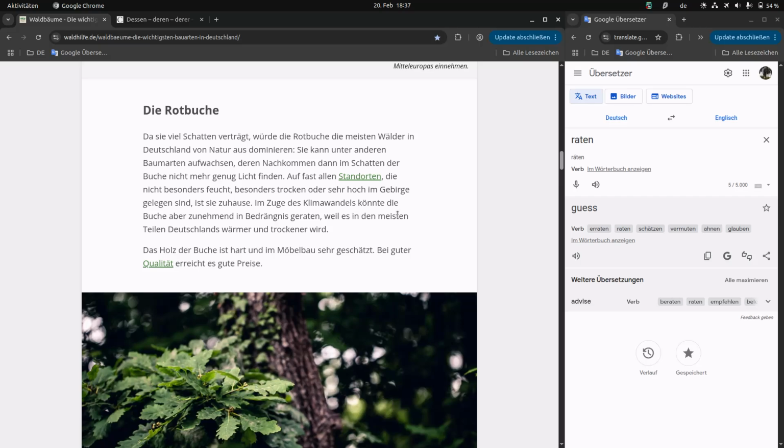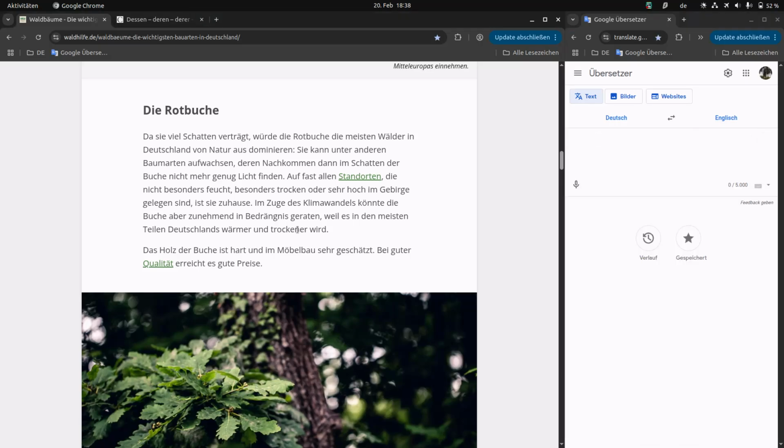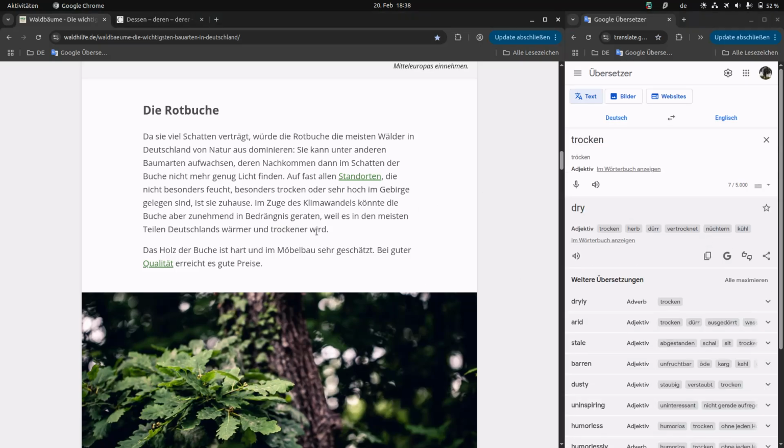And weil es in den meisten Teilen Deutschlands wärmer und trockener wird. Because it, in den, the meisten, most, Teilen, parts, Deutschlands, of Germany, wärmer, warmer, und trockener. Trocken means dry, and drier. Wird, becoming, will be, in this case rather becoming. So, im Zuge des Klimawandels, in the course of the climate change, I think.